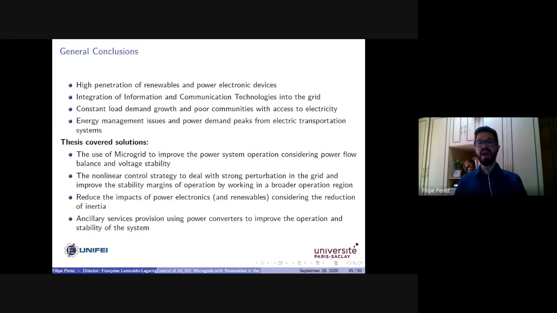And in this thesis, we have proposed some solutions considering the microgrid context, where we assure power flow balance and voltage stability on the grid. We can reduce the influence of the disturbance in the grid by proposing a nonlinear control technique, which improves the stability margins of the grid and may bring a better operation to the grid. And also reduce the impacts of power electronics by considering the reduction of inertia, where we use a virtual inertia approach. So with that, we can provide ancillary services for a weak grid based on a DC microgrid.